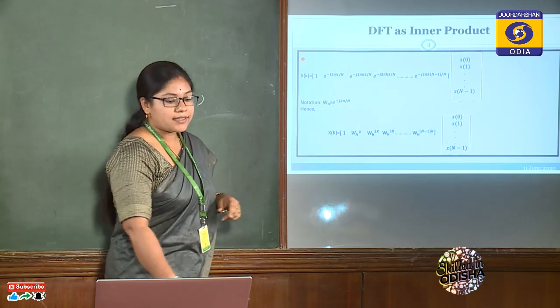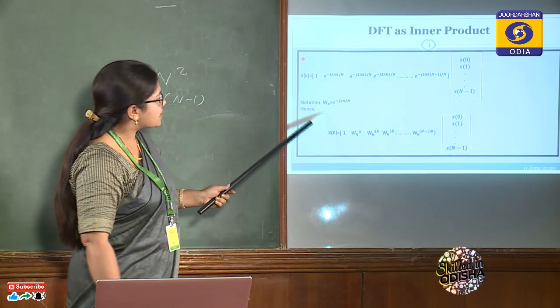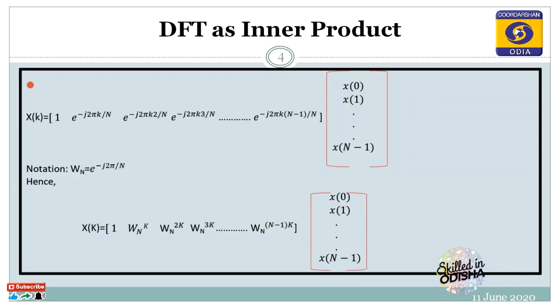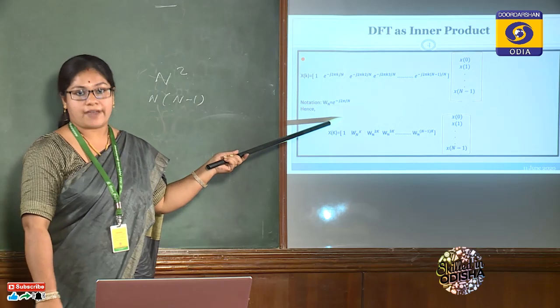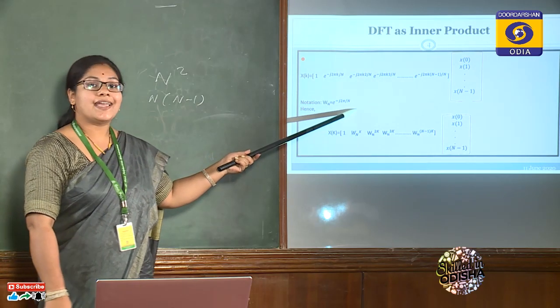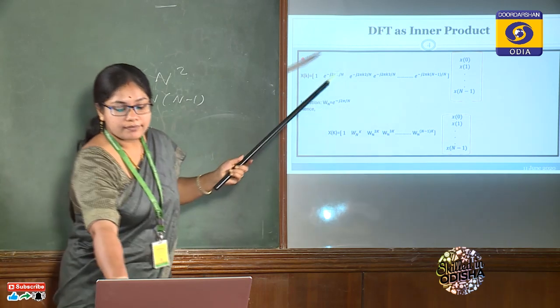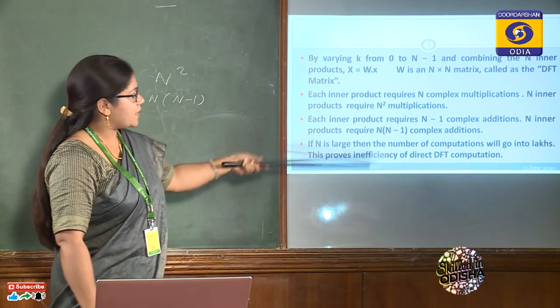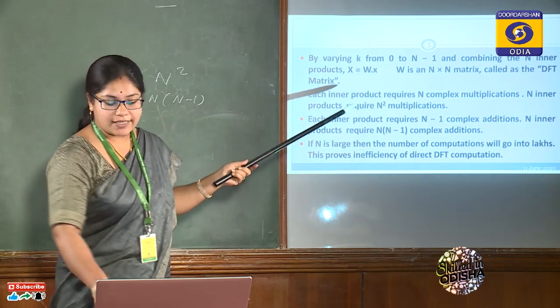One more factor I have written here: I have used a notation W of N is equal to e to the power minus j 2 pi divided by N. This factor is known as the twiddle factor or phase factor, or you can call it the Nth root of unity. Going to the next slide, I have just explained how many calculations are required and what the difficulty is in finding all this.